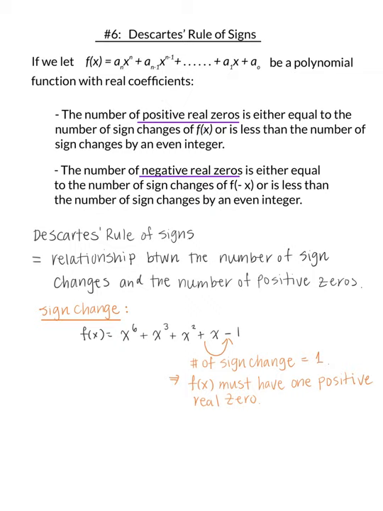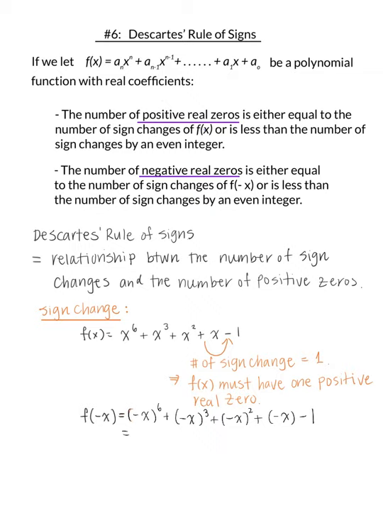So if you want to count how many negative real zeros we're going to have, instead of just writing down f of x, first we need to compute f of negative x. All right, so let's write that out. So this is going to be negative x to the 6 plus negative x cubed plus negative x squared plus the negative x and then minus 1. Now we need to simplify before we count the number of sign changes.